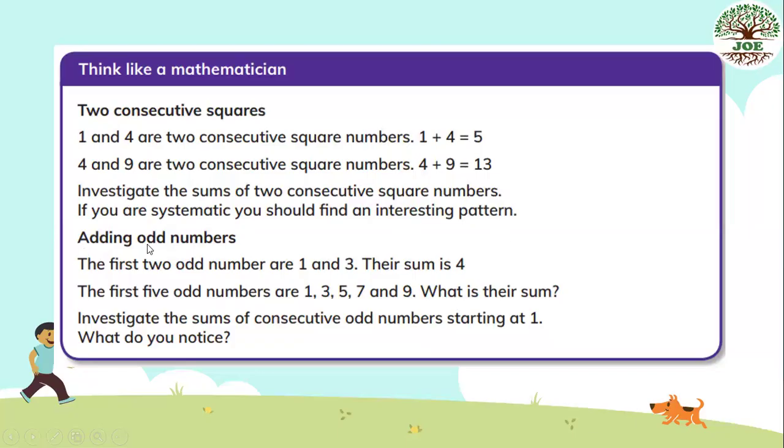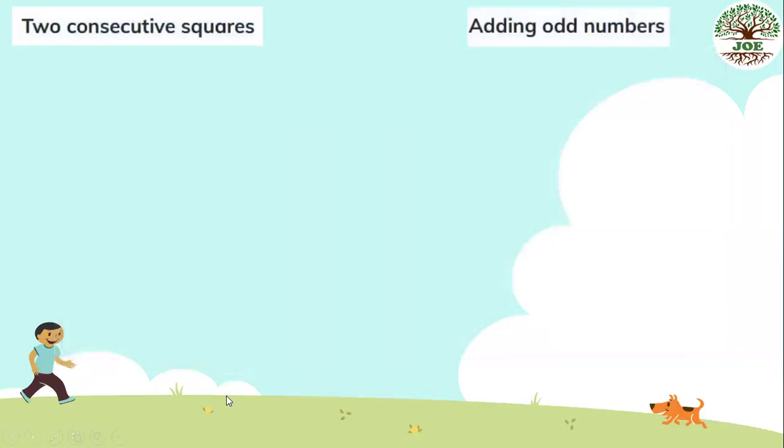And adding odd numbers. The first two odd numbers are 1 and 3. Their sum is 4. The first 5 odd numbers are 1, 3, 5, 7, and 9. What is their sum? Investigate the sums of consecutive odd numbers starting at 1. What do you notice? Let's try them.